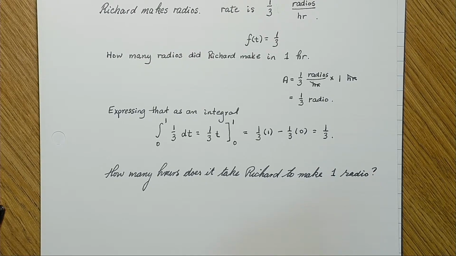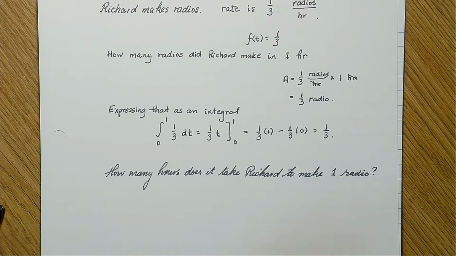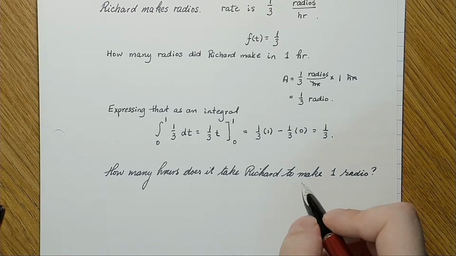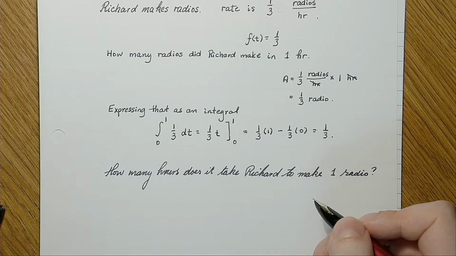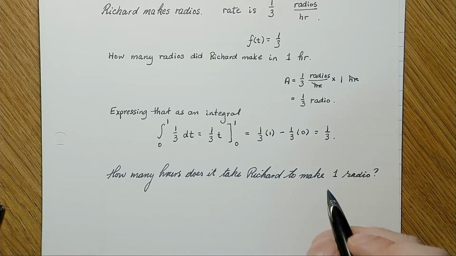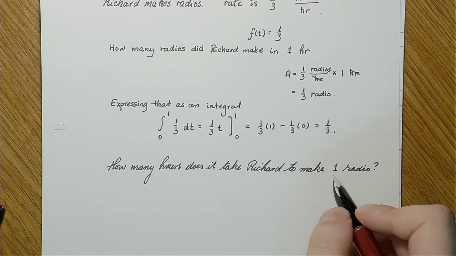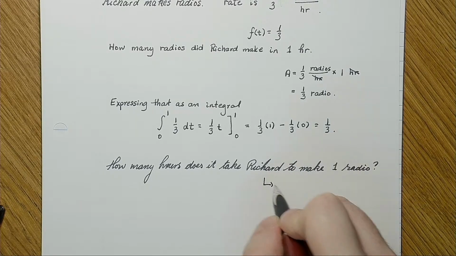So how many hours does it take Richard to make one radio? Well, that's easy. It's 1/3, 2/3, 3/3. So it'll take me 3 hours. Yeah, exactly. It takes me 3 hours.